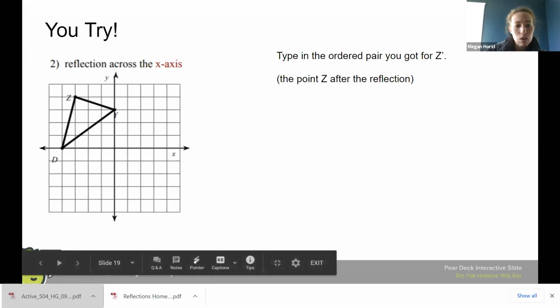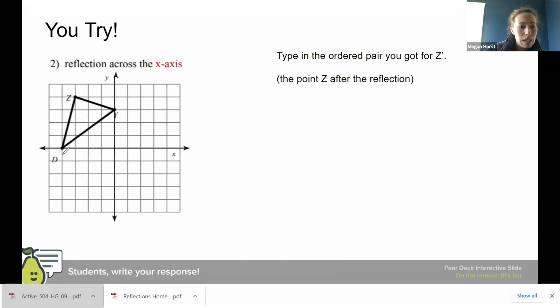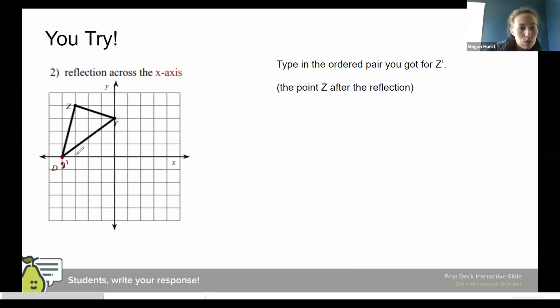All right, now we're reflecting over the x-axis. So my D and D prime are going to stay exactly the same. Z is 4 spaces away, so Z prime needs to be 4 spaces away. Y is 3 spaces away, so we need to be 3 spaces away here. So this is what our triangle should look like, although I hope your lines are straighter than mine. We're looking for point Z after the reflection. So you should have had -3, -4 as your solution for Z prime.